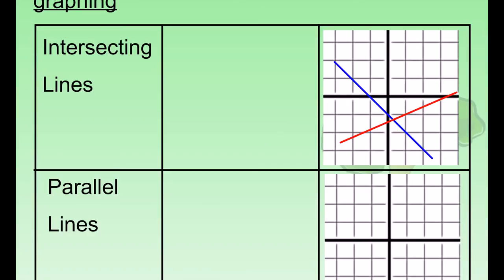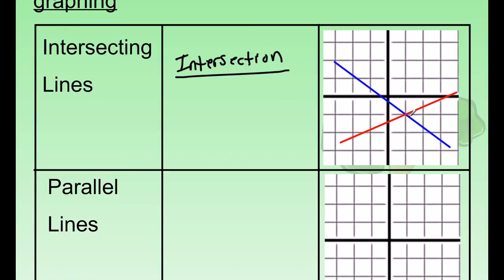So what do we know about this graph, about this type of intersection? I'm going to make it at a pretty point just for now. So we know that this type has an intersection. The graph has one solution, that point right there. So there's one solution.